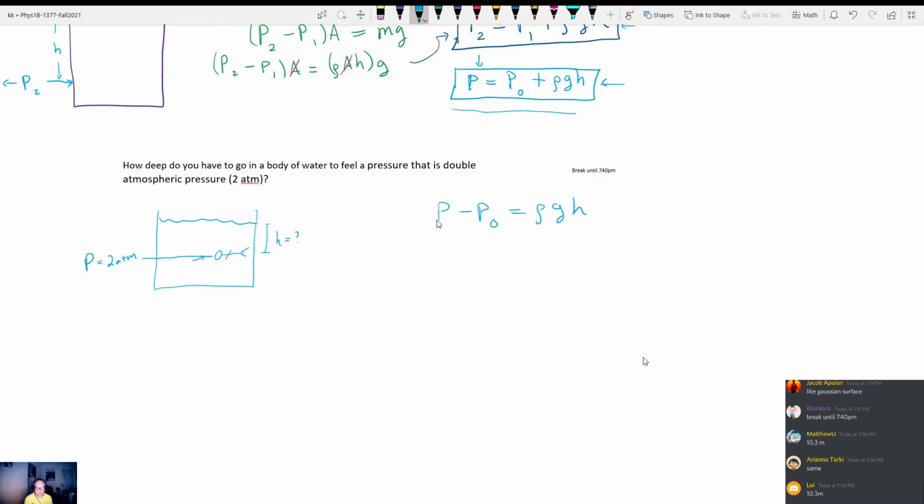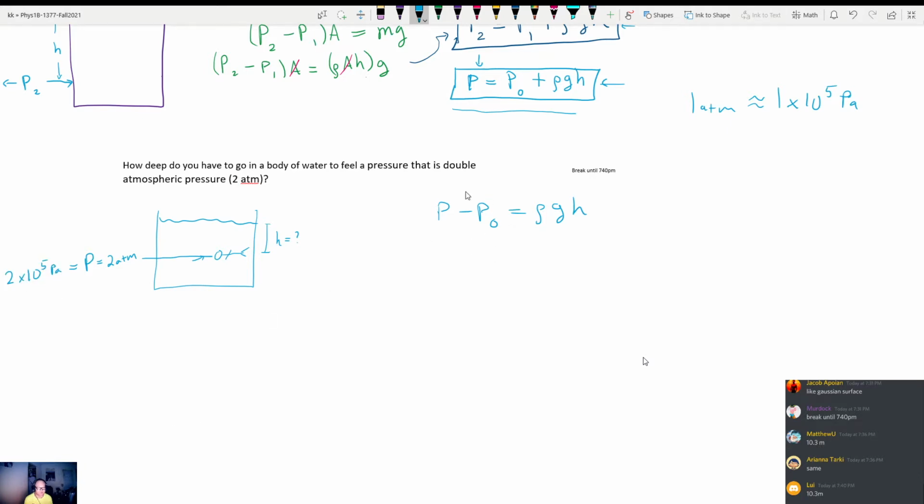All right, so we need the pressure to be 2 atmospheres, but we really want that converted into SI units. To keep things simple, 1 atmosphere, we said before, was approximately equal to 1 times 10 to the 5 pascals, right? So I'm just going to use that number. It just makes things a lot easier. So 2 atmospheres would be 2 times 10 to the 5 pascals.